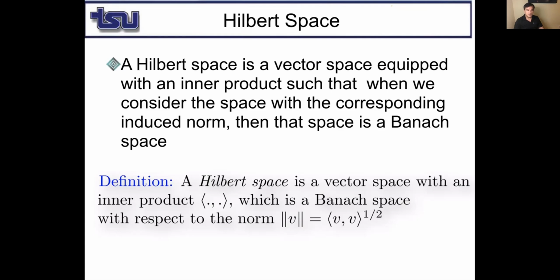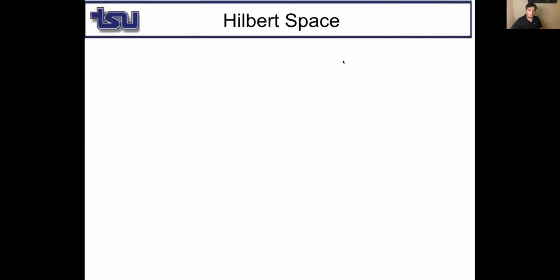Here are examples. Of course, Rn, Cn, these are like standard Hilbert spaces. There's a delay, so I'm going to stop the video and then continue. All right.